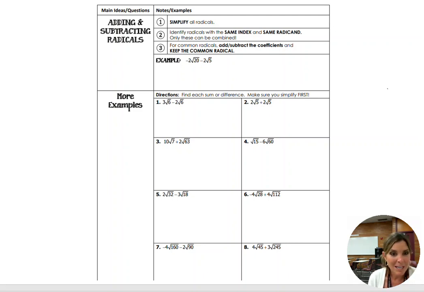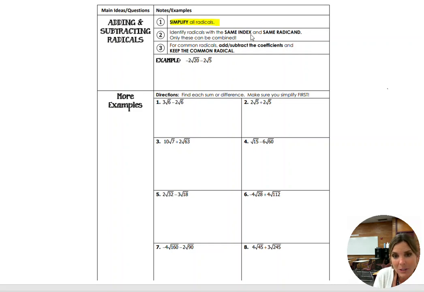So when we add and subtract radicals, the very first thing that you need to do is make sure that you simplify all the radicals that are in your expression. Now, when I say simplify the radicals, that is something that we worked on before I left. And that is where you bring out any pairs of common factors from underneath the radicals. So we're going to need that skill again as we add and subtract radicals.